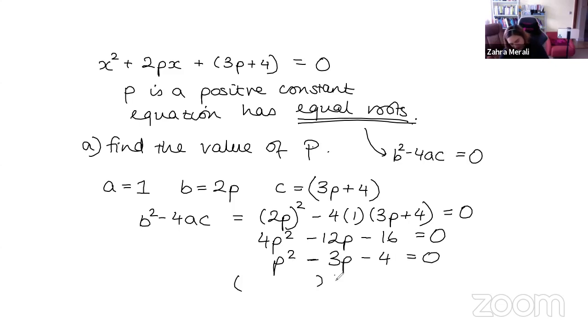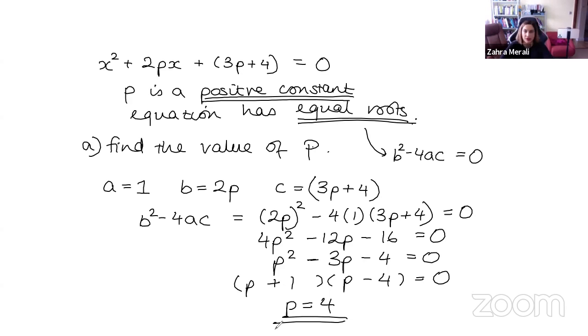I can factorize, get p plus 1, p minus 4, and I can get p equals minus 1 or p equals 4. But the question tells me it has to be a positive constant. So we'd say p equals 4, and that would be your answer. If you wrote minus 1 and 4, as long as you then crossed out the minus 1 or wrote not valid, has to be positive, you'd get all the marks, but you would lose a mark if you left it in there. So that's the kind of problem you could have involving a discriminant.